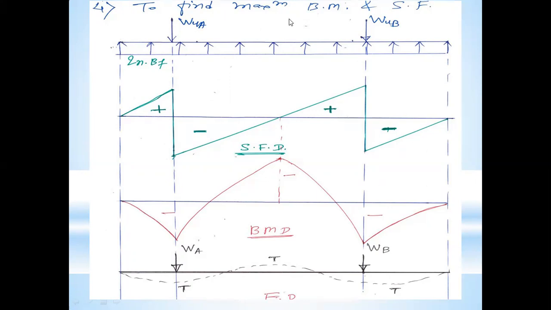If you have completed, we'll move towards the next slide. Shear force and bending moment diagram.